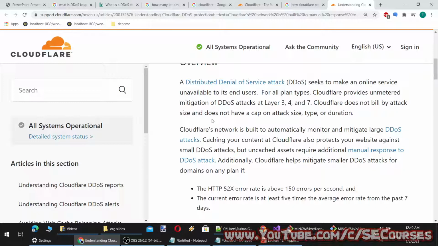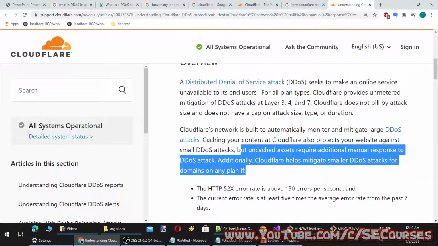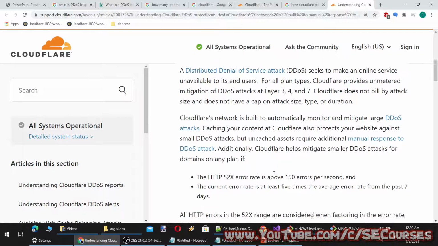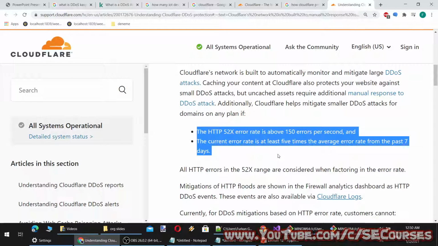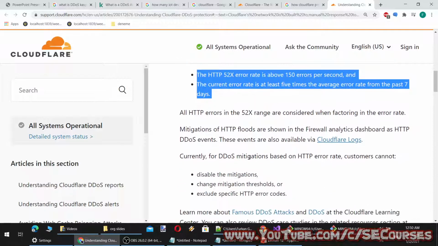Caching your content at Cloudflare also protects your website against small DDoS attacks, but uncached assets require additional manual response to DDoS attack. Additionally, Cloudflare helps mitigate smaller DDoS attacks for domains on any plan if the HTTP 52x error rate is above 150 errors per second, and the current error rate is at least 5 times the average error rate from the past 7 days.